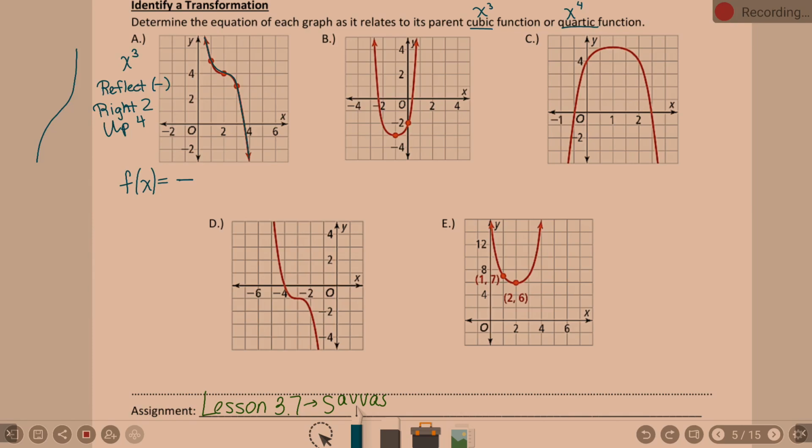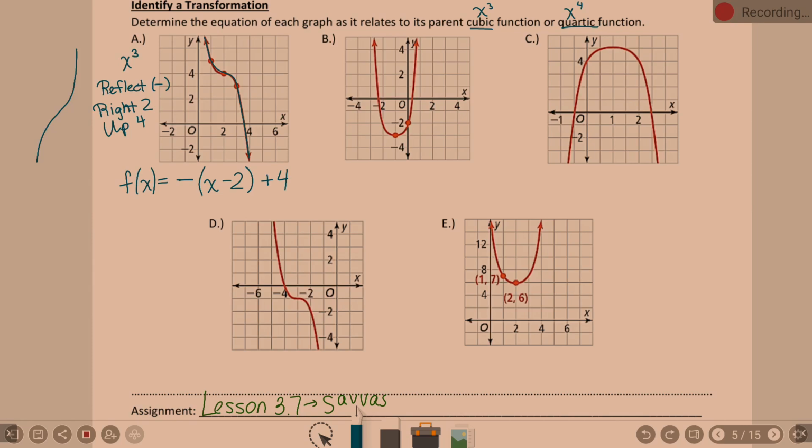How do we show right 2? In your parentheses, you put what? X minus 2. Up 4 is plus 4. Now, one major detail that we're missing. What type of equation was this? It was a cubic. Where do I put that power of 3?